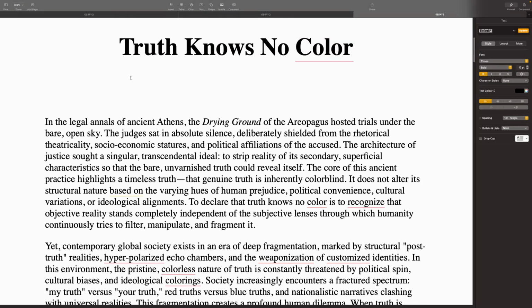So I will still continue with this: truth knows no color. You might think that he was doing nothing. He is just reading the text like model answers and essays. Believe me, when you do it on your own, you will feel the difference in yourself. So let's get started with the essay. Truth knows no color.